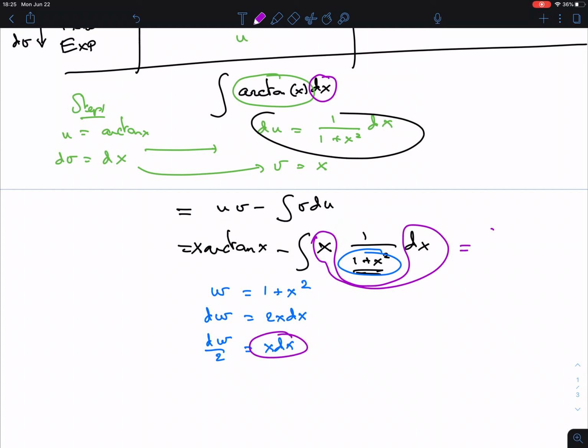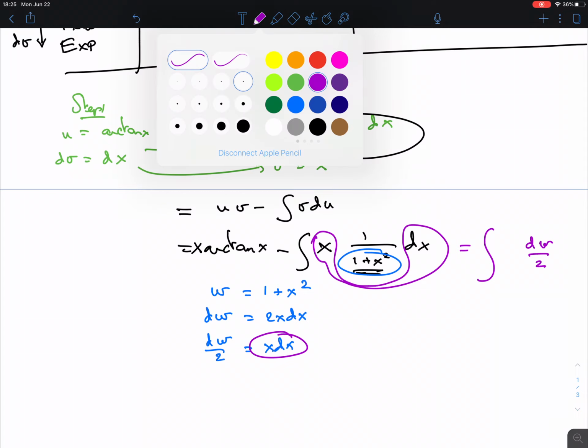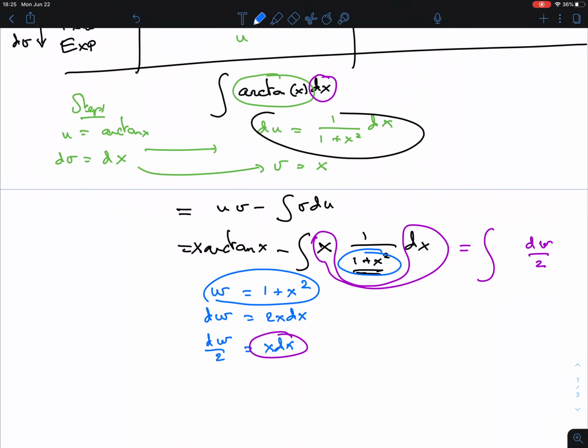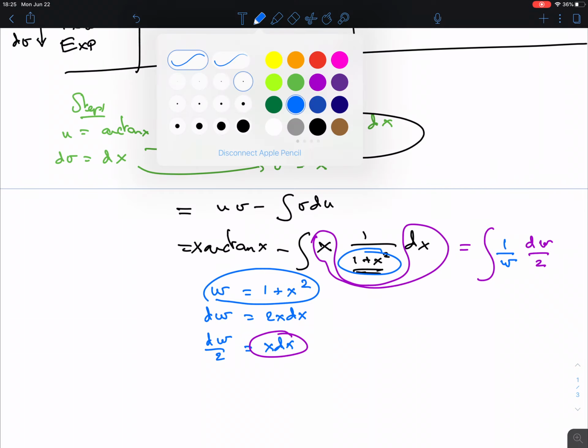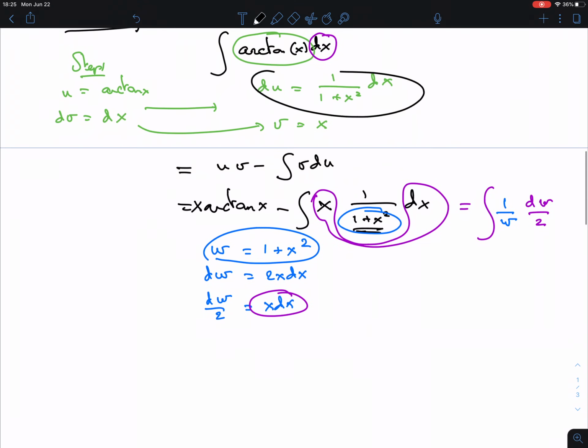Okay, and now I can plug in. The purple thing, this x dx, is dw over 2, and then the blue thing, if you want, is now 1 over w, right? That's now in the denominator. Okay, so now this we can antiderive. We have a 2 that we can take out. What's the antiderivative of 1 over w? You might be a little bit afraid to say it, but you're right, it's ln w, right? This is the right way. Okay, and we did the substitution. As always, we have to plug back in what w was, and w was 1 plus x squared.